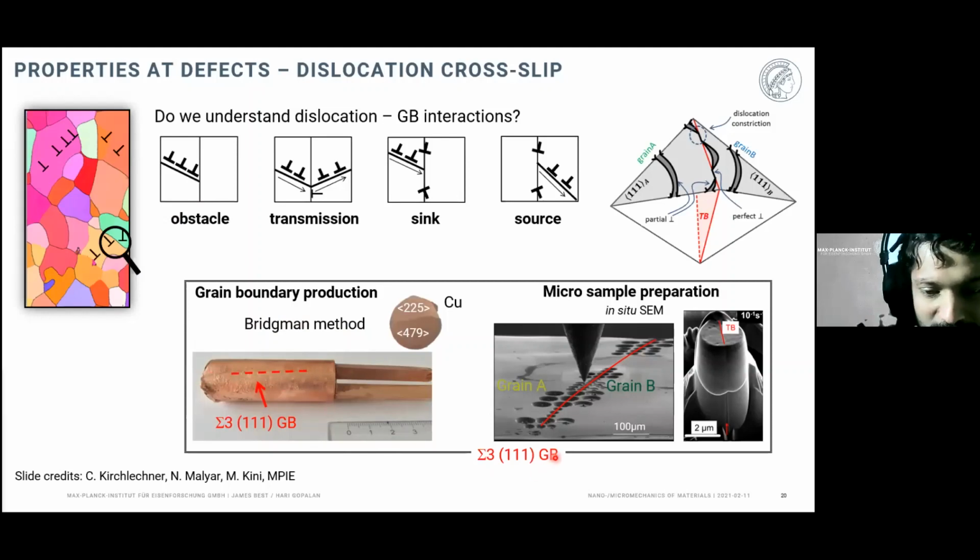Now, how do you study this boundary? Of course, we've spoken at length about FIB techniques and micromechanics techniques. So we can take the FIB and make these micro pillars on grain A and also on grain B. And because the FIB is also a scanning electron microscope, you can actually look at the boundary and you can make pillars which encompass the boundary as well.